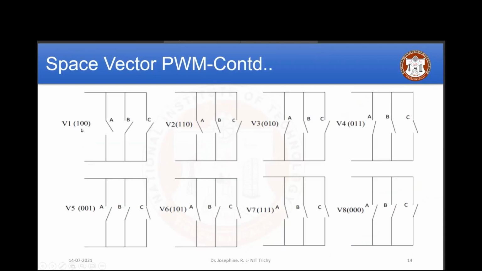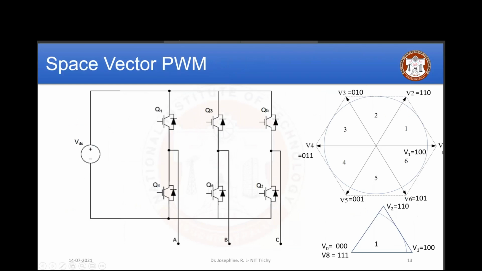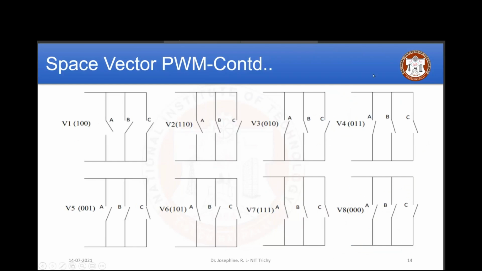As I said, we have 8 different possibilities. 100 means only this phase is on, the other two are grounded. 110, 010, like this. If my V1 is 100, the entire A phase is at 90 degrees maximum. If I give 010, the entire B phase is at maximum. If I give 001, the entire C phase is at maximum. So there are 3 maximums. If you observe, there are 2 other possibilities here, 111 and 000.